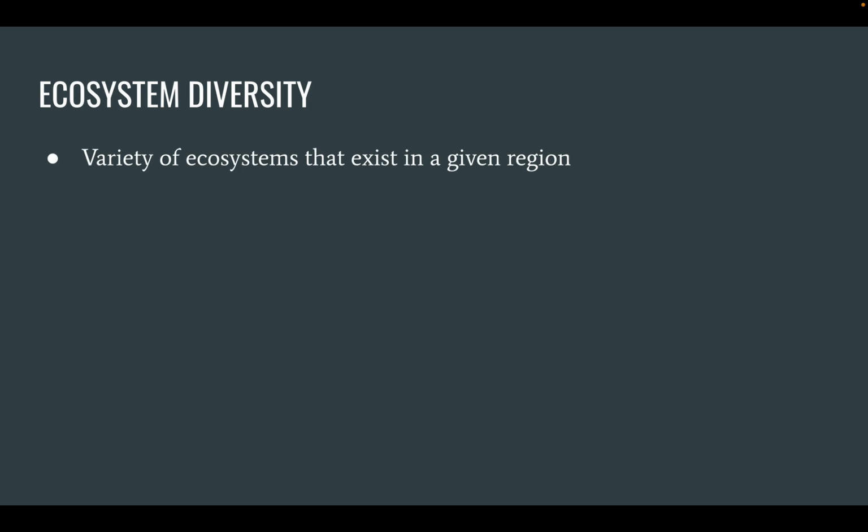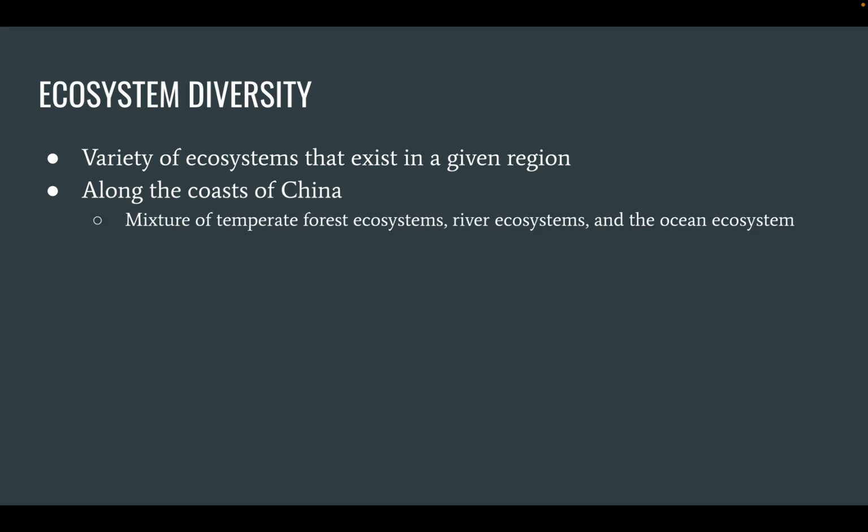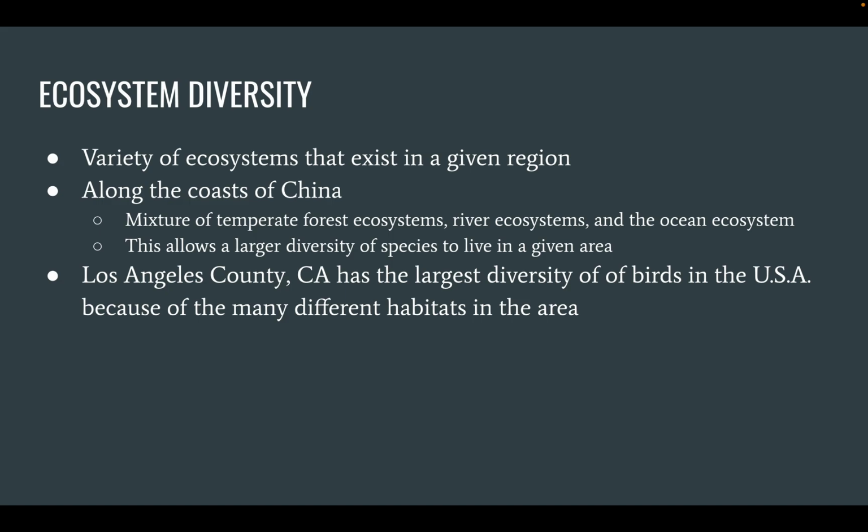Now, ecosystem diversity is the variety of ecosystems that exist within a given region. For instance, along the coast of China, a mixture of temperate forest ecosystems, river ecosystems, and the ocean ecosystem allows for a larger diversity of species to live in a given area. Los Angeles County, California, has the largest diversity of birds in the U.S. because they have many different habitats in that area: oak woodlands, chaparral, deserts, urban environments, and the ocean.